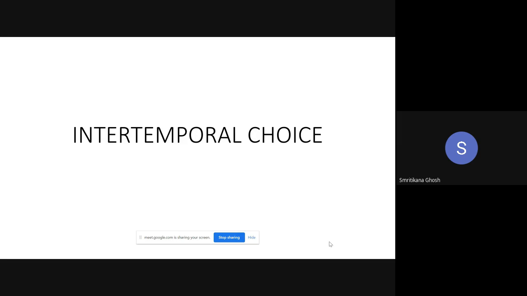For intertemporal choice, I will refer to Madala and Miller. Don't get confused. I'm giving you so many books other than your Pindyck and Rubinfeld, but after this, I will religiously follow Pindyck and Rubinfeld. But for intertemporal choice, I will follow Madala and Miller. Okay.